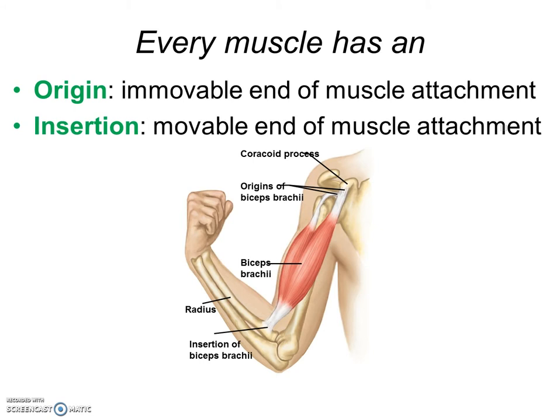The insertion is the other end of the bone that the muscle is attached to. And this end is the movable end of muscle attachment. In other words, this one will move. So let's take a look at this example here.